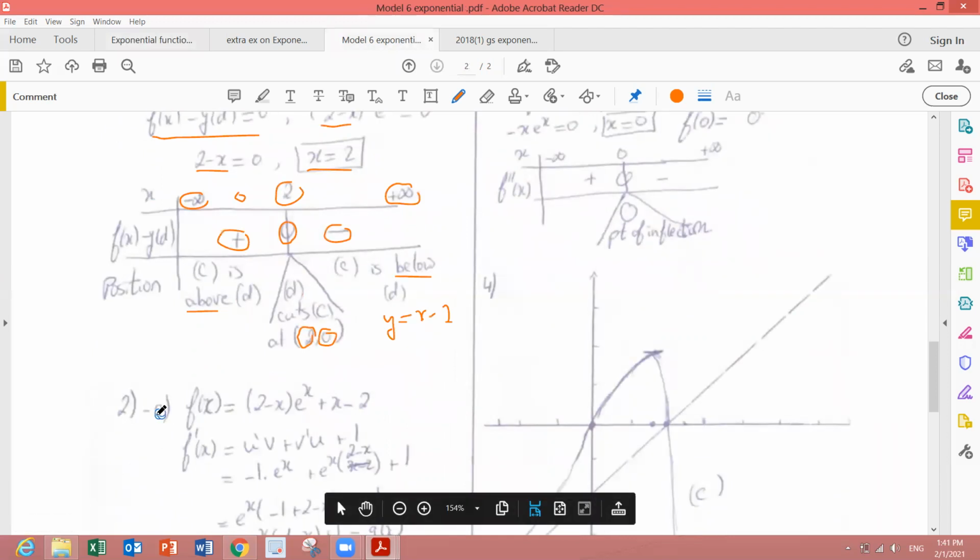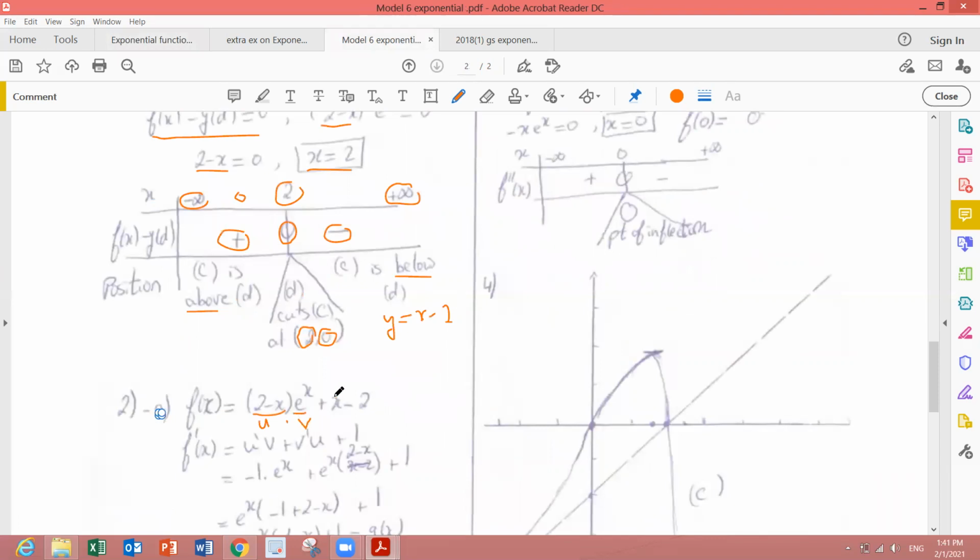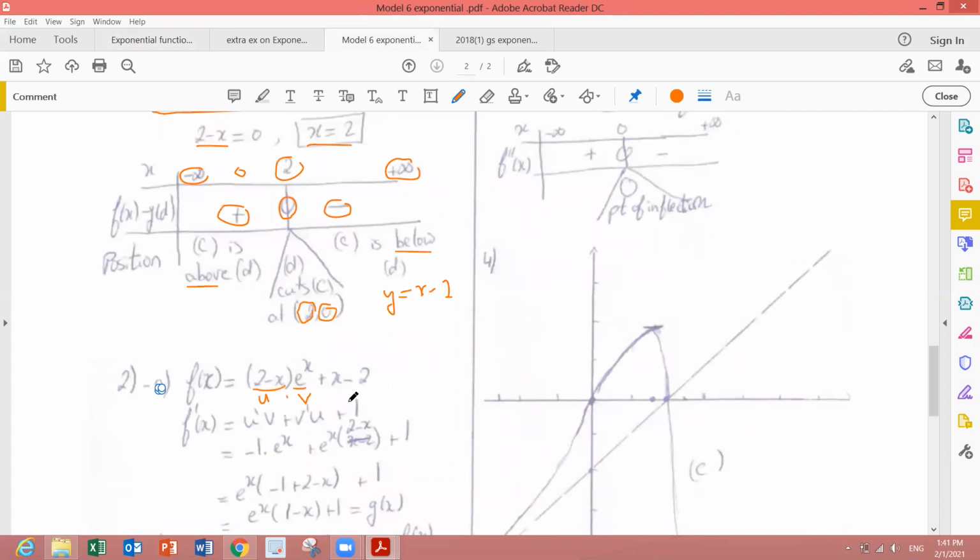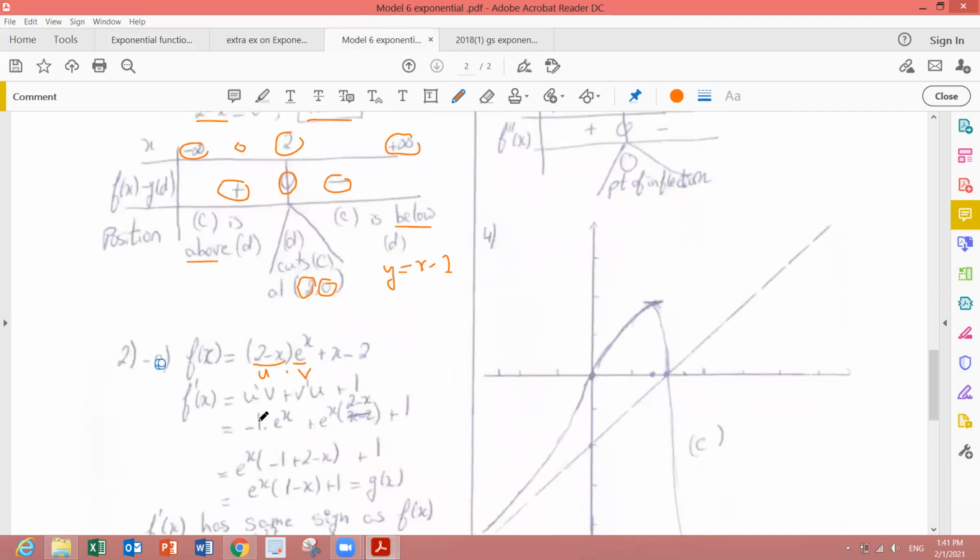So part A. This fx is of the form u times v plus derivative of x, which is 1. U prime is minus 1 times v, which is e to the x, plus v prime, which is e to the x, times 2 minus x, plus 1.